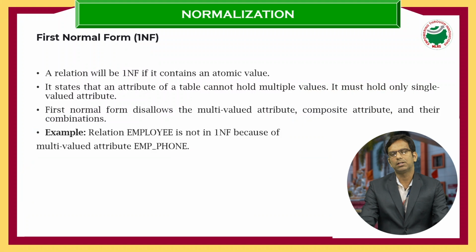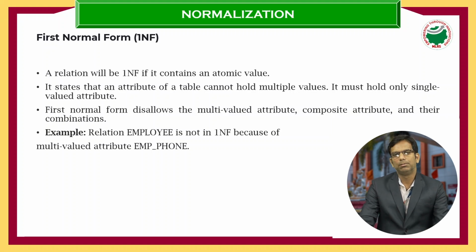So now we will start with the normal forms. Let me start with the first normal form. First normal form is the removal of multi-value dependency, as I said in the normalization definition. You can see here that a relation in first normal form can contain an atomic value, a single value. Whatever single entity values are there, those are handled in first normal form. It states that the attribute of a table cannot hold multiple values.